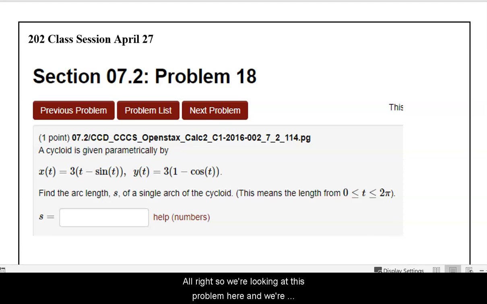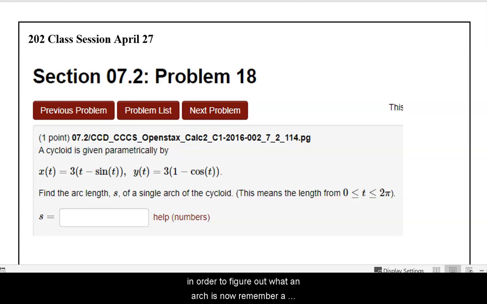All right, so we're looking at this problem here, and we're asked to find the arc length of a single arch of the cycloid, which it was very kind of them, but they did tell us this means the length from 0 to 2 pi. So we don't have to graph it in order to figure out what an arch is.